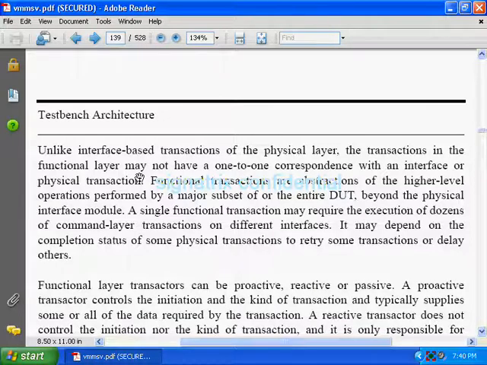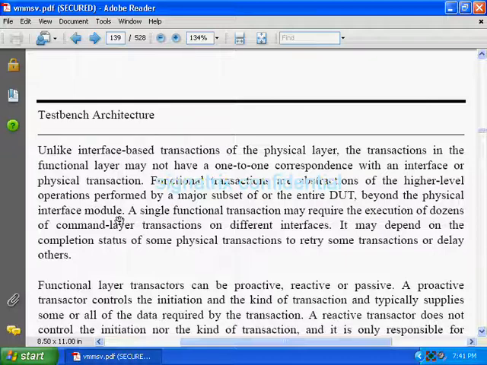So if you are performing verification at function level, there should not be a one-to-one correspondence, like whatever is there on the physical pin, the same will come on the physical interface of the BFM. That is one-to-one correspondence, but that is not possible in terms of functional transactions. Functional transactions are abstractions of the higher level operation performed by the major subset of the entire DUT beyond the physical interface module. If I take an example of the USB, what types of transfers are there? Control, bulk, interrupt and ISO.